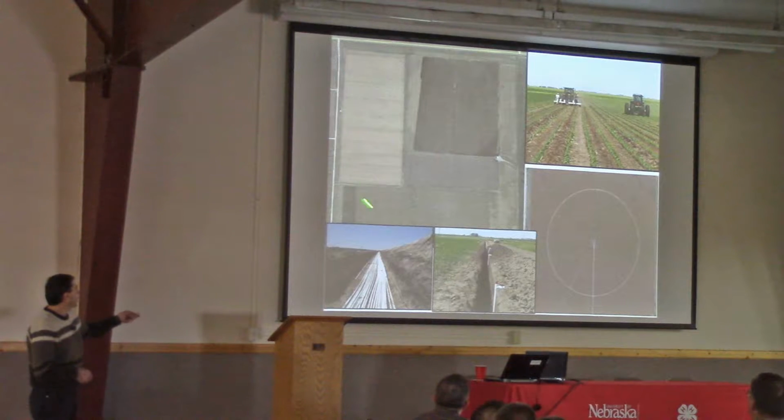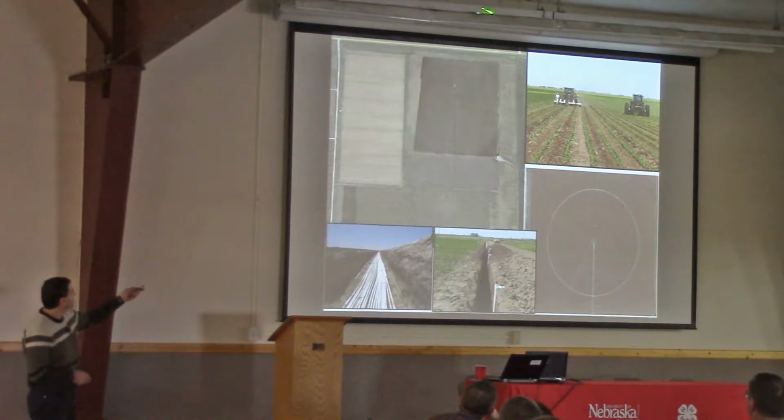This is an aerial view of my research station, research farm. This is Harvard in the north. This is Clay Center south, and then this is Hastings on the west.